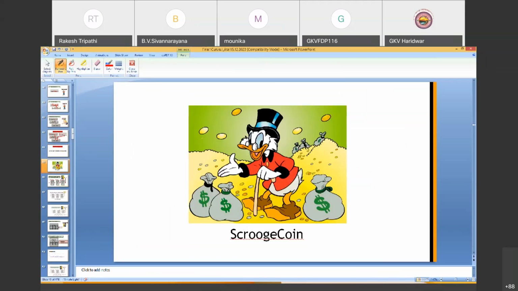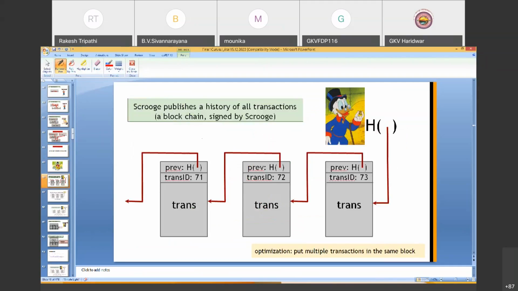Now we'll move on to Scrooge Coin. The second cryptocurrency which we are designing is Scrooge Coin. So how does Scrooge Coin work? Whatever transaction is happening, Scrooge will put it in a ledger, a blockchain, and he will publish it onto a public platform.